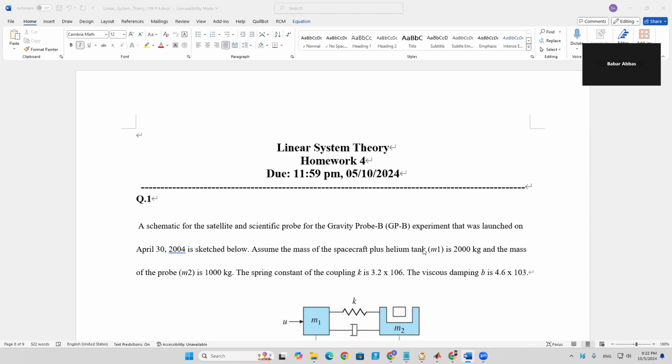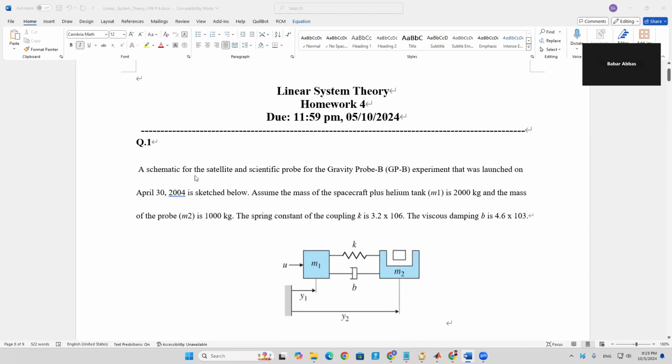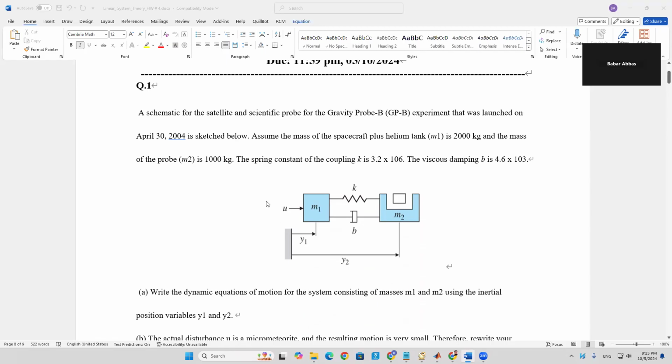This is linear system theory, homework 4. Question number 1. Schematic diagram is given. This is a scientific probe, Gravity Probe B, having this mass 1, this mass 2, this is the spring constant, this is the spring, and this is the passive damper.